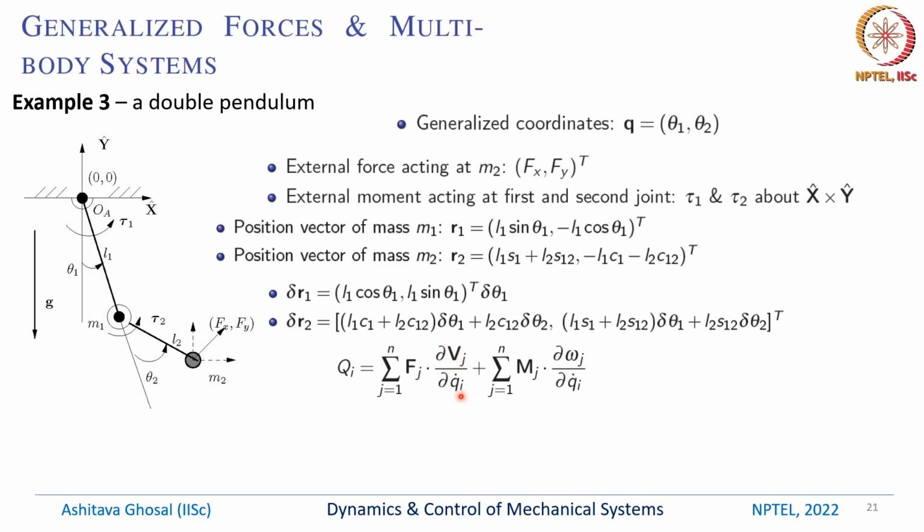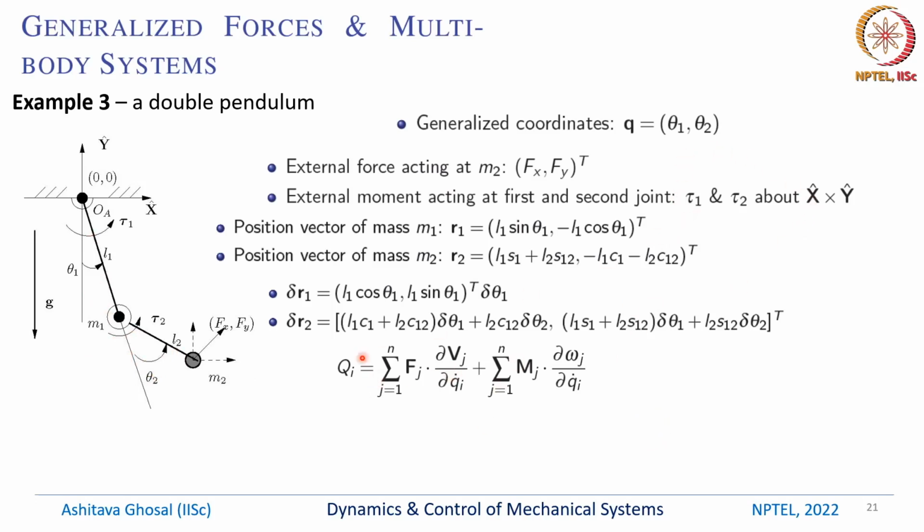So dv by dq dot is similar to dr, delta r1, and for j equals 2, it will be this vector here. Likewise, for mj dot, j from 1 to 2, it will again be omega. So what is the omega? That is the angular velocity of this link, θ1 dot, and the angular velocity of this link is θ1 dot plus θ2 dot. It is not shown here, but you can see. Both of these angular velocities of these links are coming out of the page. They are along the z-axis.